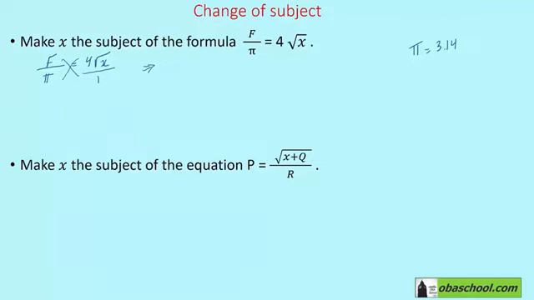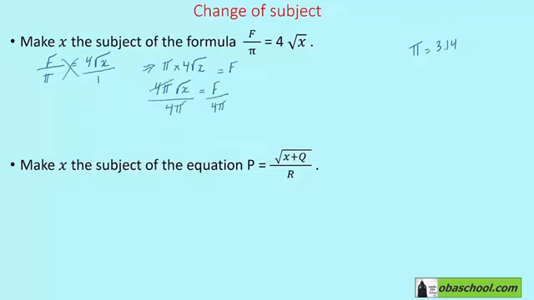First things first, we're going to have to do some cross multiplication. So it's going to be pi times 4 radical x equal to f. And now, since pi is a regular number, it could also be written as 4 pi radical x equal to f. And now, let's get rid of the 4 pi that is right next to the radical x, and that is done by dividing both sides of the equal by 4 pi.